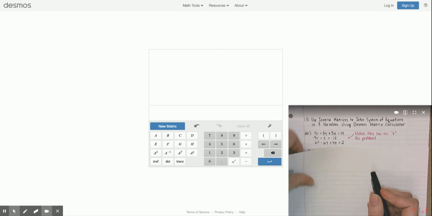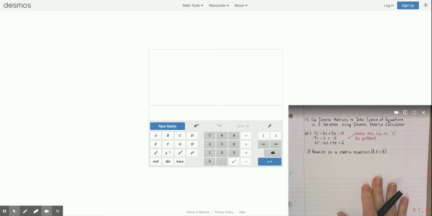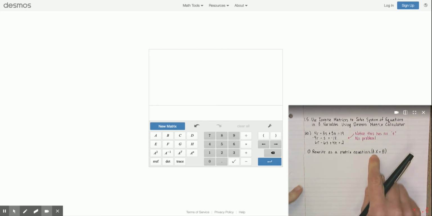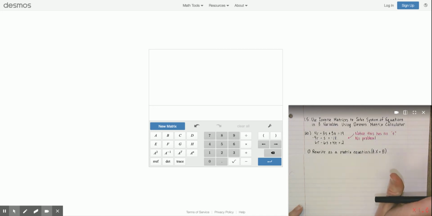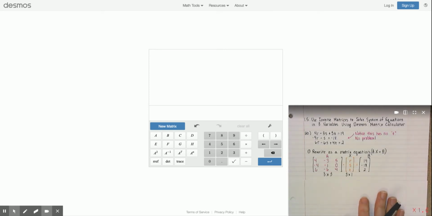So what we'll do first, remember our steps, we need to rewrite as a matrix equation. So the matrix equation is A times X equals B. Now this isn't just little a, it's not just little b, this is matrix A and matrix B and matrix X. So we can't just solve for X and be all done with it. We have to find the inverse of A, which is our next problem. But first, let's rewrite this matrix equation.